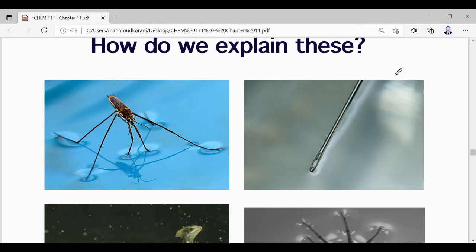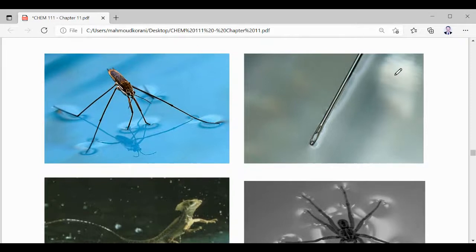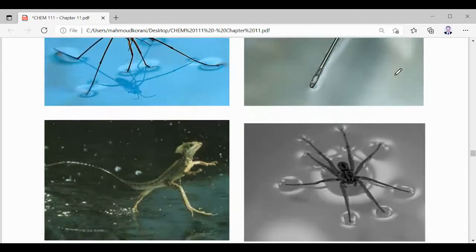Even though the density of iron is much higher than the density of water, something like 9 to 10 times, I think, it still stays on the surface. What is the reason for that? Actually, the reason for that is surface tension.